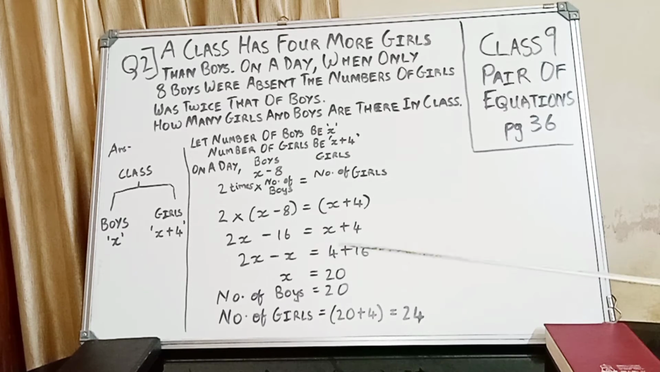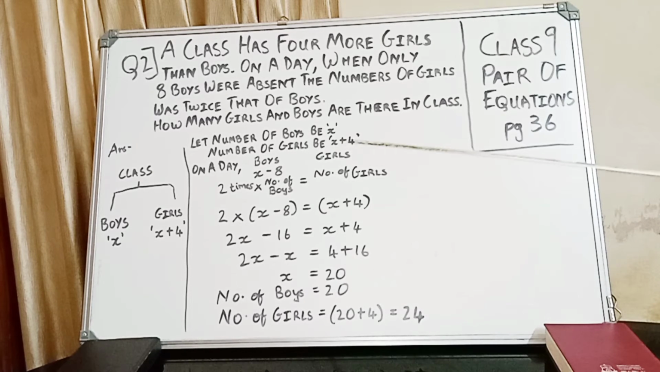Now this x plus 4 is taken down. The x terms will be taken together, so this x will go to the opposite side of the equal to sign, so its sign will change from plus to minus. And when 16 jumps from this side of the equation to the opposite side, this minus sign will turn into plus. So 2x minus x is x itself, and 4 plus 16 would be 20. So you have got the number of boys as 20.